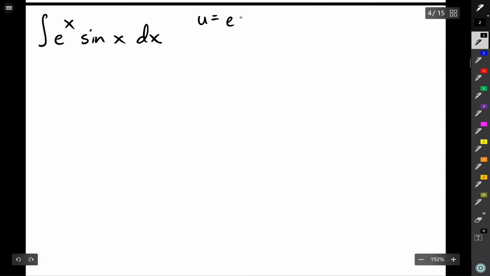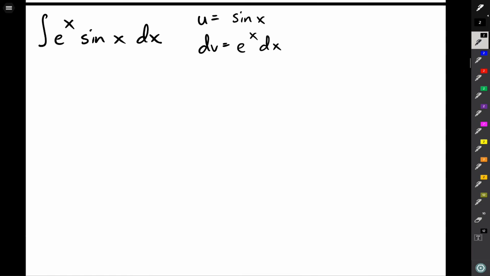So u is e to the x, dv is sine... Oh, I did this backwards, didn't I? Remember, u should be the first thing in the list. Here we have a trig and an exponential part. So actually, we should pick u to be sine of x, and dv should be e to the x dx. Now, as it would turn out, if you started with e to the x for u and sine x for dv, you would actually be fine for this particular integral. But let's keep with our acronym here.